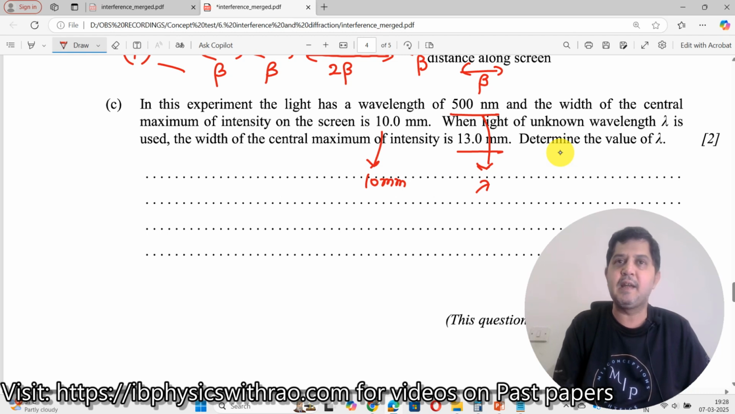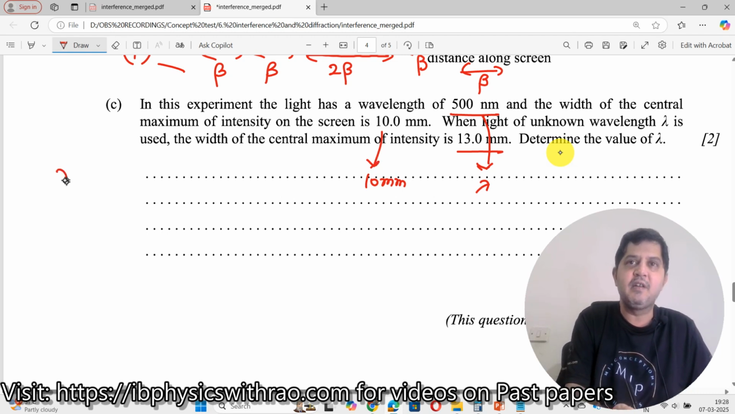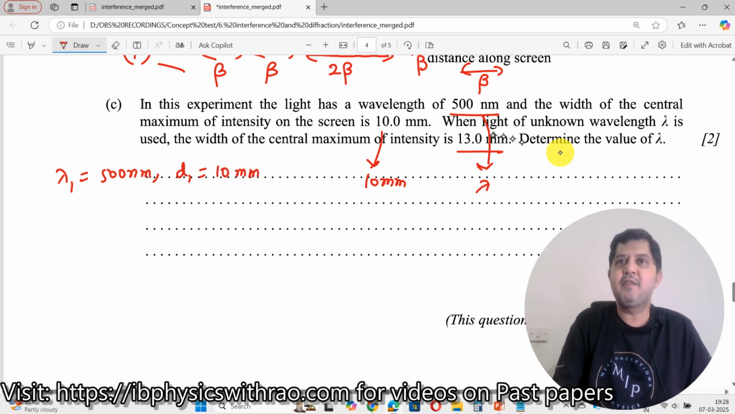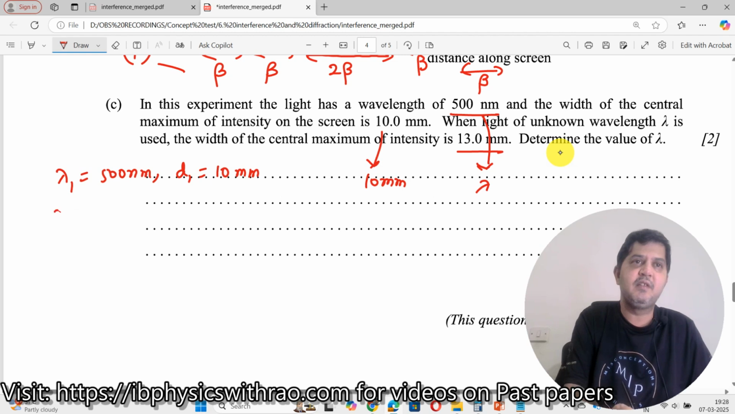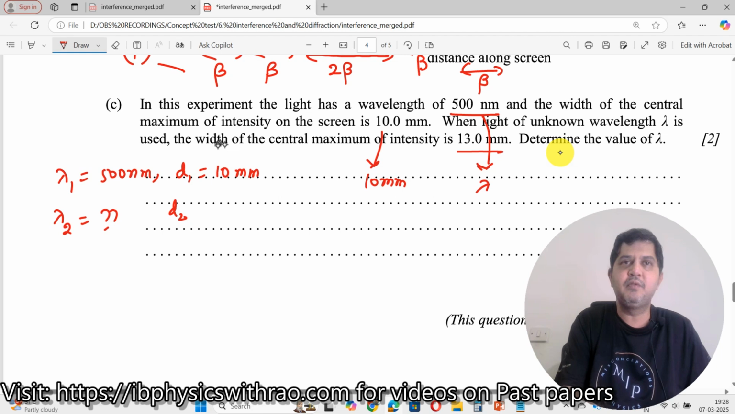Now, let me write it down here. When lambda 1 was seen to be 500 nanometer, the value of D1 was seen to be 10 millimeter. And when light of unknown wavelength lambda is used, when I do not know the value of lambda, then the value of D2, the width of the central maxima intensity, was seen to be 13 millimeter. Sorry, this is not D1 and D2. I should write this as beta 1 and beta 2.